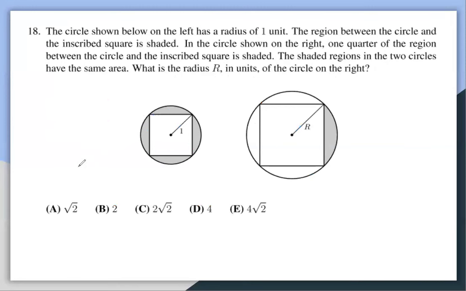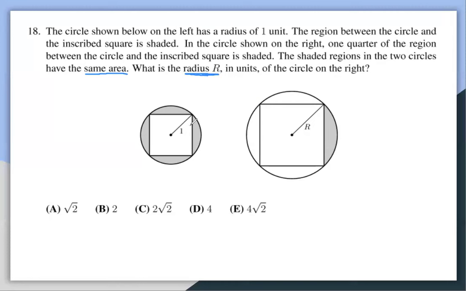So number 18. The circle shown below on the left has a radius of 1 unit, and the region between the circle and the inscribed square is shaded. In the circle on the right, 1/4 of the region between the circle and inscribed square is shaded. The shaded regions in both circles have the same area, and we want to find the capital R.